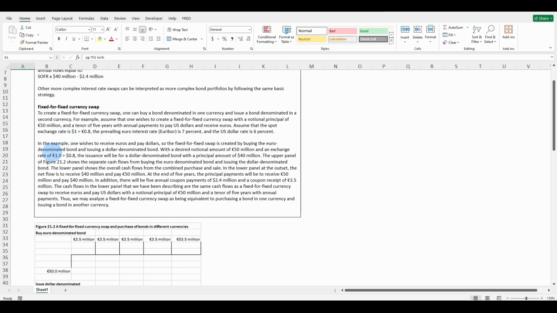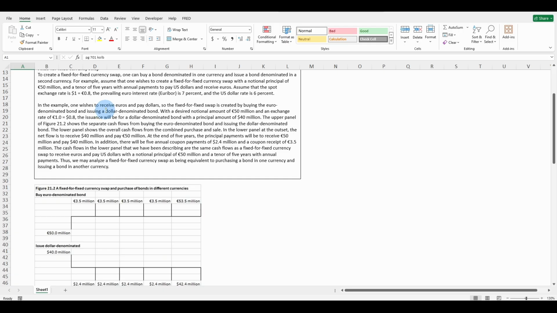Fixed for fixed currency swap. To create a fixed for fixed currency swap, one can buy a bond denominated in one currency and issue a bond denominated in a second currency. For example, assume that one wishes to create a fixed for fixed currency swap with a notional principal of 50 million euro and a tenure of 5 years with annual payments to pay US dollars and receive euros. Assume that the spot exchange rate is $1 to euro 0.8. Prevailing interest rate, Euribor, is 7%. The US rate is 6%.